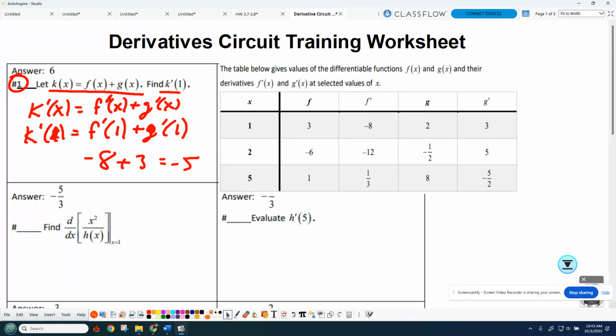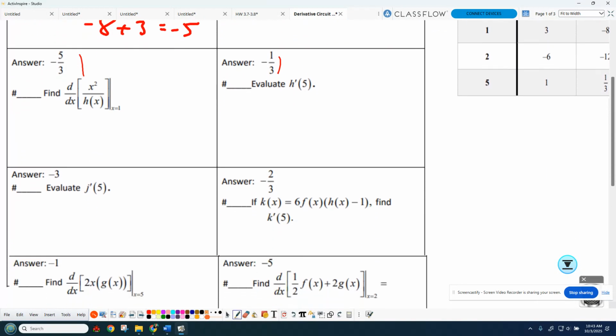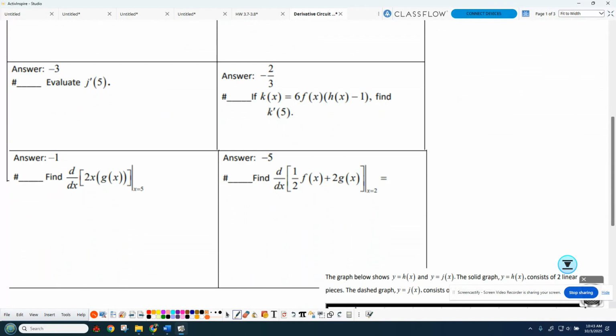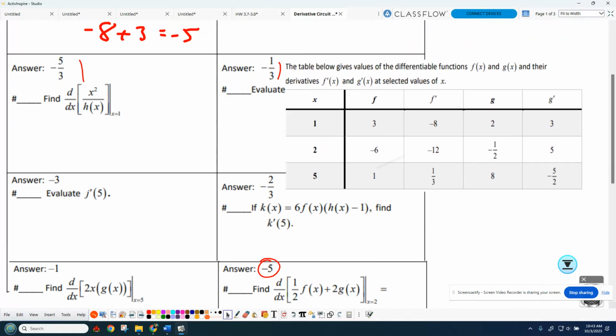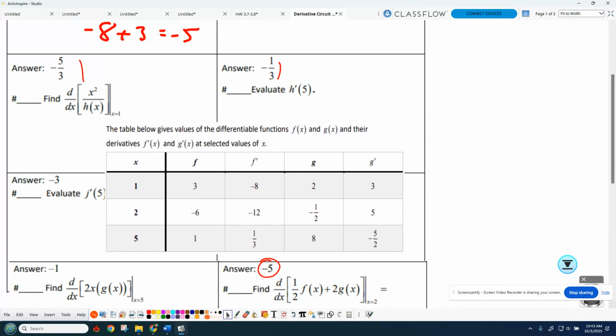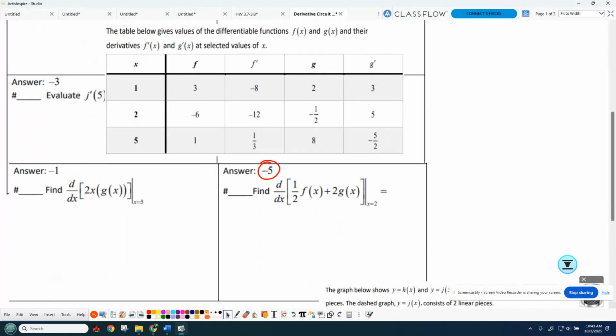And then, to find the next question that we're looking for, we gotta find which answer says 5 on it, and down here. And you guys still need this information. So try solving that question.